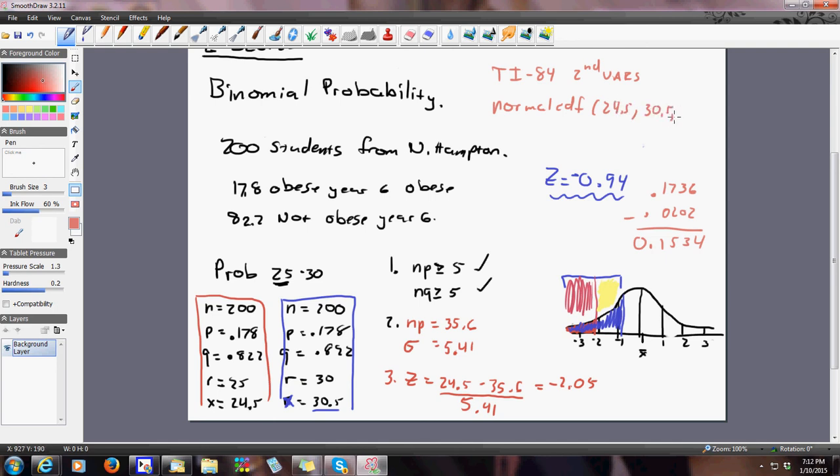The mean, which is 35.6. You press clear. Clear? Yep. And then you enter in the standard deviation, which was 5.41. And you press enter. Oh no, I got something completely different. Let's try that one more time. Why is the 0 there?